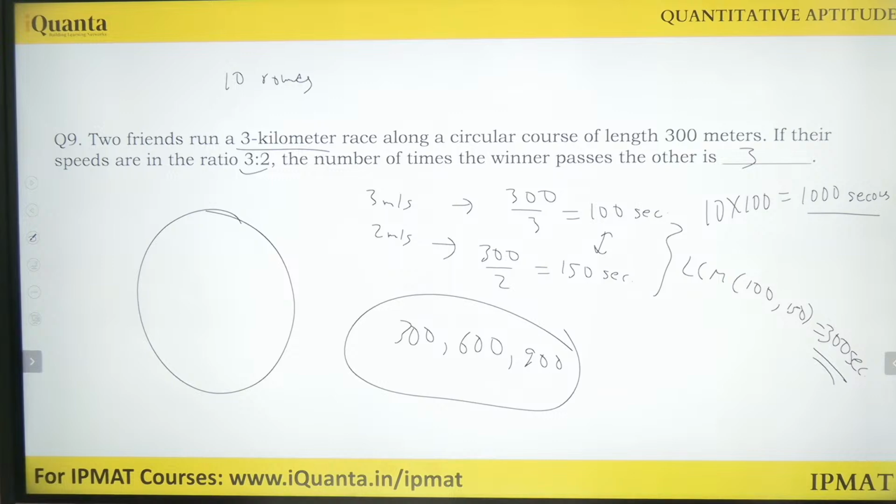All right. The time should be the same because they should be reaching at one single point at the same time. Then only one would have crossed the other. That can happen only at the LCM of 100 and 150 seconds. Cool. Sanskar got 3. Very good, Sanskar.